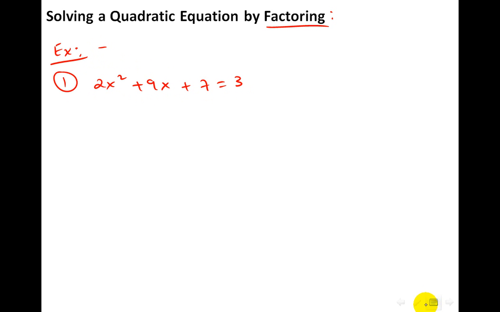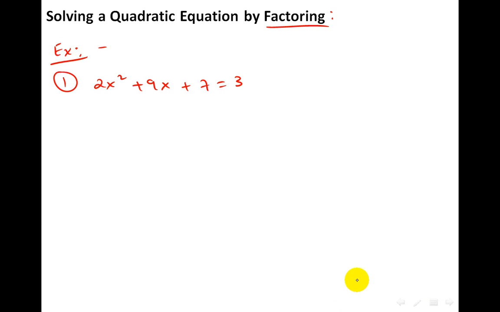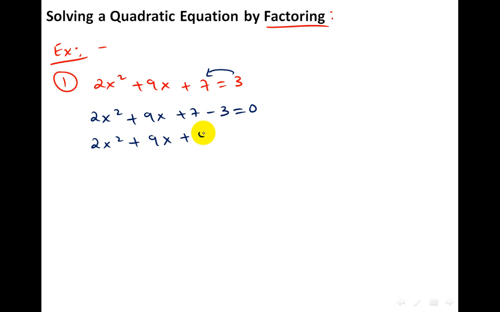First, solving the quadratic equation by the factoring method. Let's have an example. Okay, this is our first example. It's saying 2x squared plus 9x plus 7 equals 3. This equation must equal 0, so bring the 3 back. It will be here minus 3 equals 0. I will subtract 7 minus 3 and have 4.